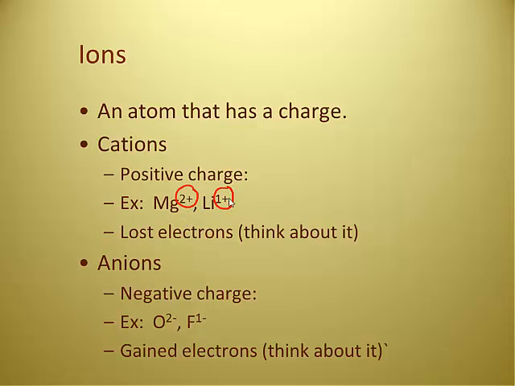You see it says 2 positive and 1 positive? This means that magnesium here has actually lost electrons. And you have to think about that. There are 2 things to think about.